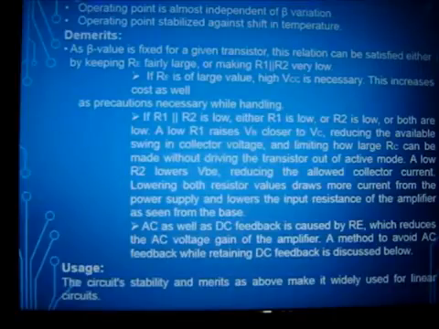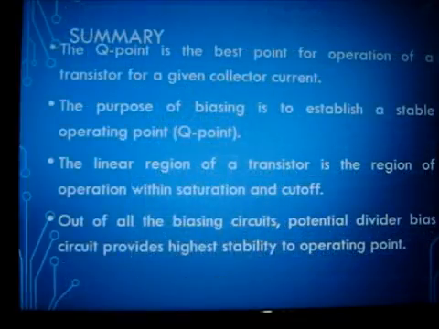Now it has a use. The circuit stability and merits as above make it widely used for linear circuits. This is the most important thing. These are widely used for linear circuits.